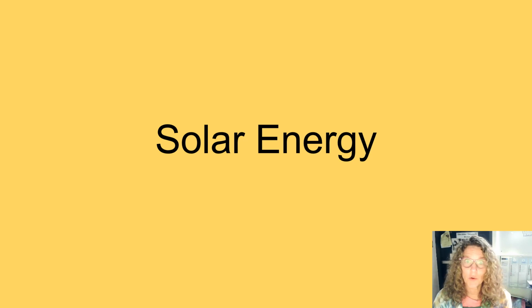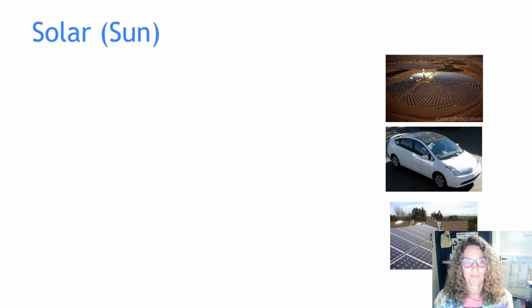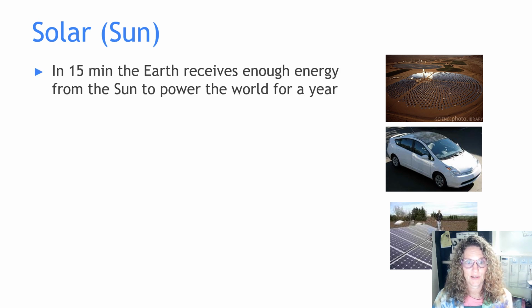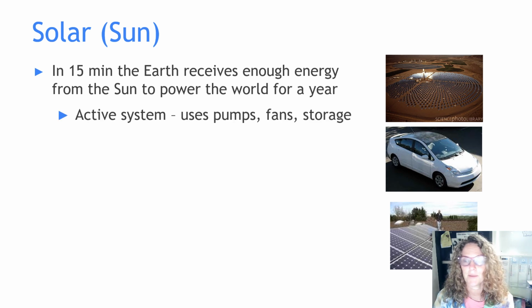Let's talk about solar energy, the sun. So obviously this is energy that comes directly from the sun in the form of light. It takes about 15 minutes for the Earth to receive enough energy from the sun to power the entire world for a year. If only we could harness all of that energy.